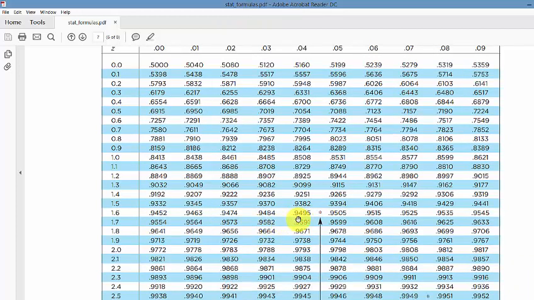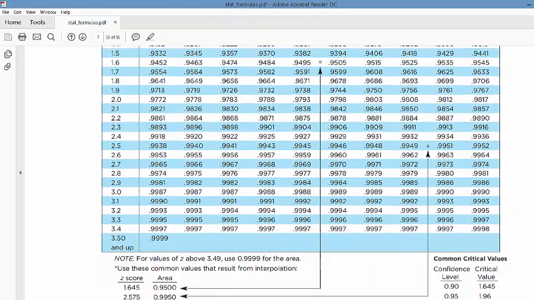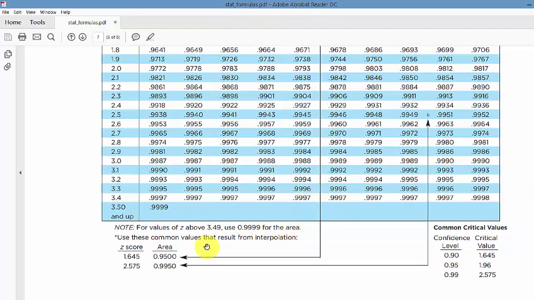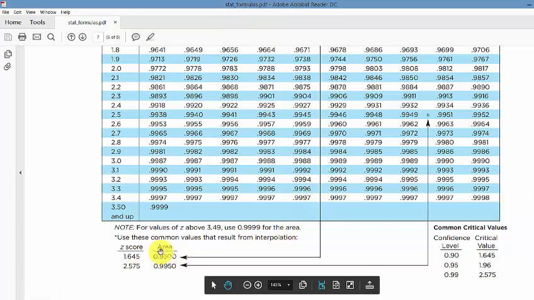So here's 0.9495, and here is 0.9505. So it's exactly halfway in between, and there's a star right here, which means that there's some information down below. So follow that back to where it came from. Right here, if you have an area of 0.9500, the z-score is 1.645.